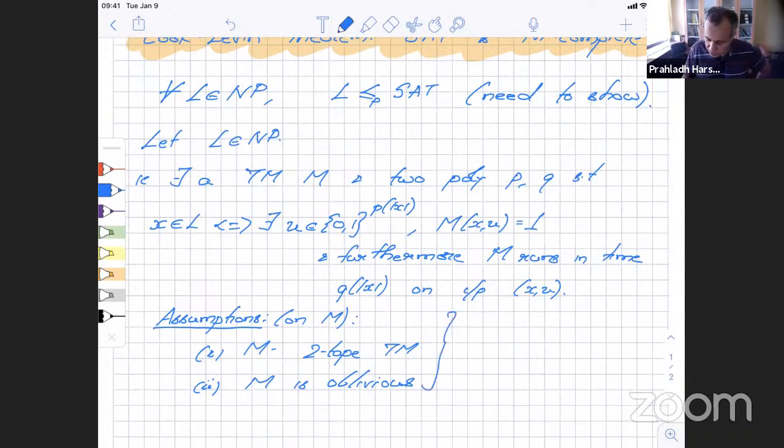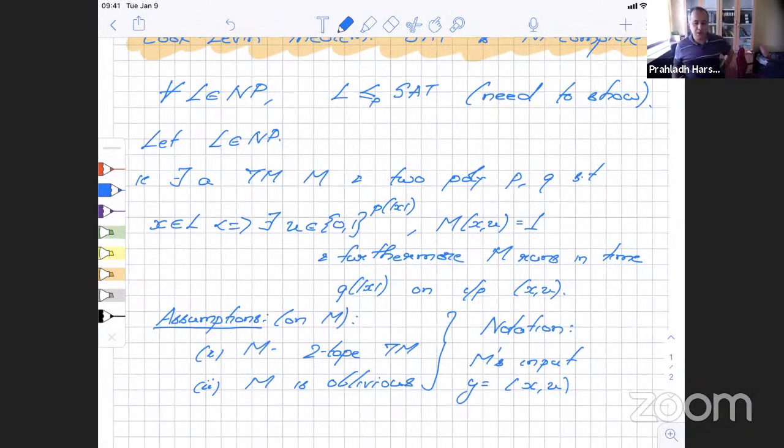And as a notation, another thing I'm going to be using throughout: what is M's input? M's input is not just X, it's the pair X comma U. It's both the actual string from which we are reducing and the witness. We will refer to this as Y. Y is the notation I will use.